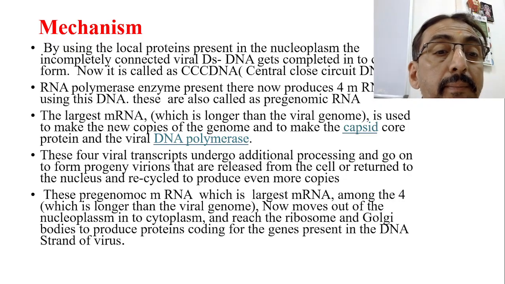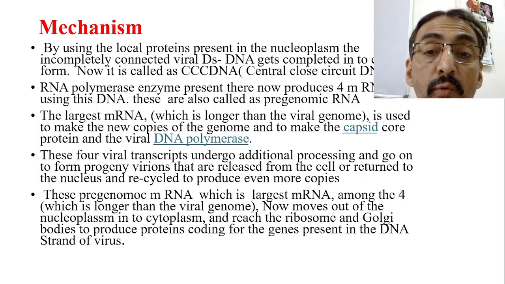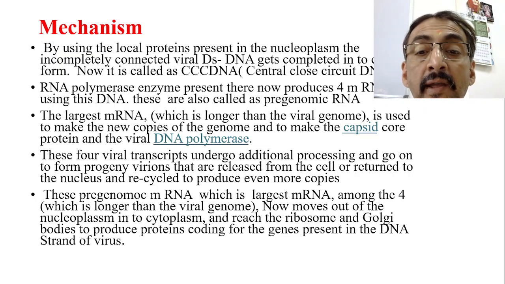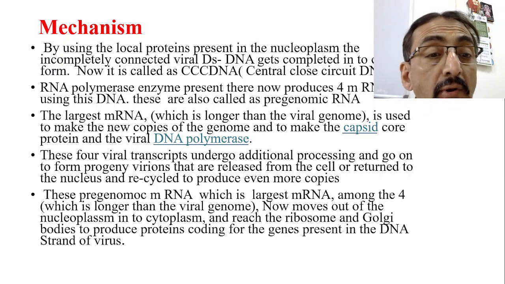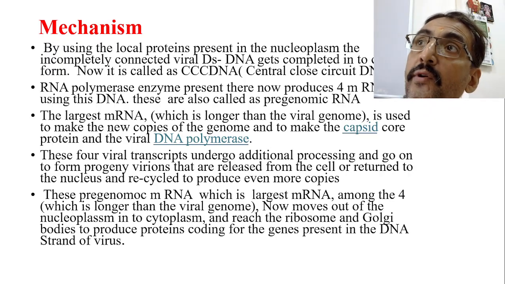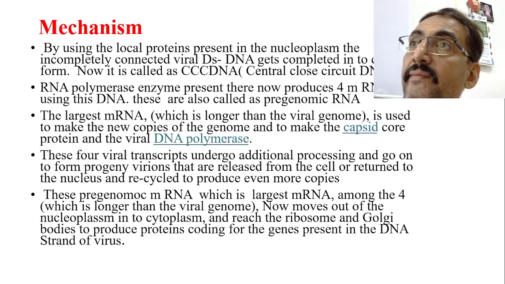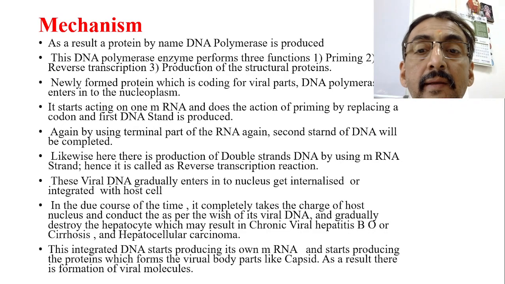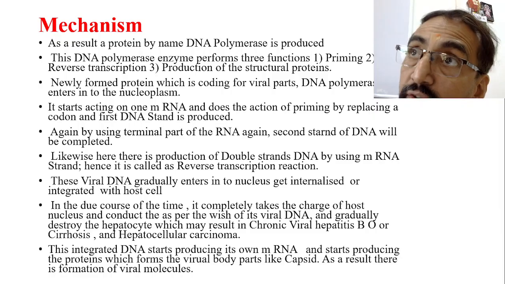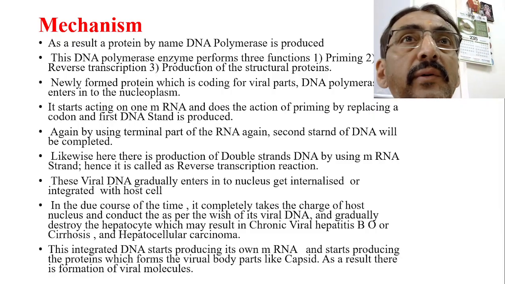So this pregenomic mRNA, which is the largest mRNA among the 4, now moves out of the nucleoplasm into the cytoplasm and reaches the ribosome and the Golgi bodies of the hepatocyte to produce the proteins required according to its convenience, for the genes present in the DNA strands of the virus. As a result, the protein named DNA polymerase is produced. Now, once this DNA polymerase is produced, everything is under its control.